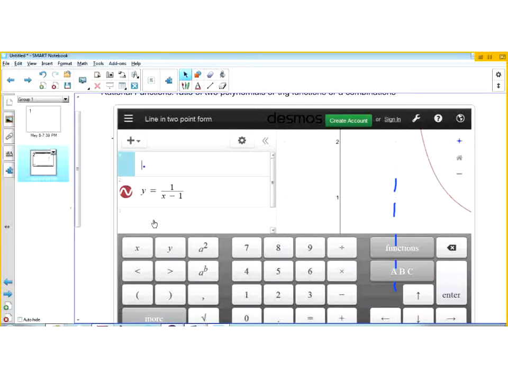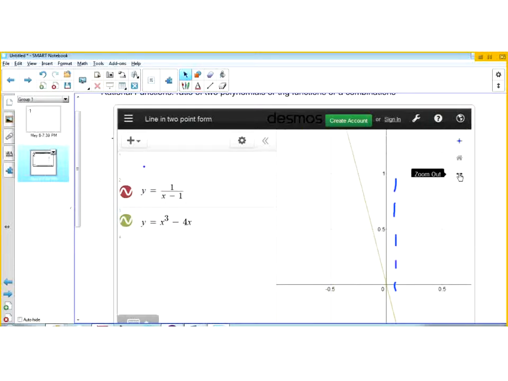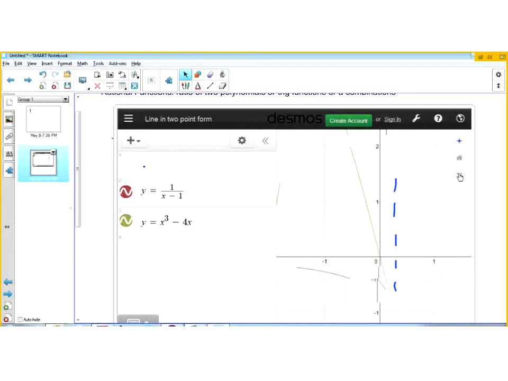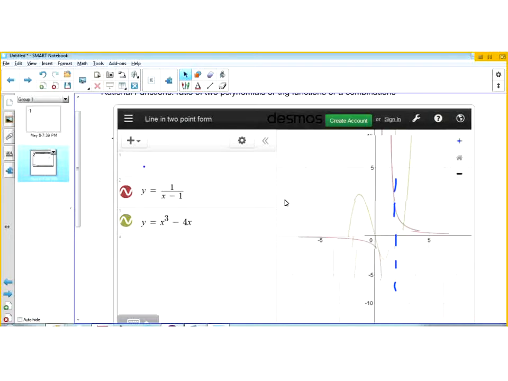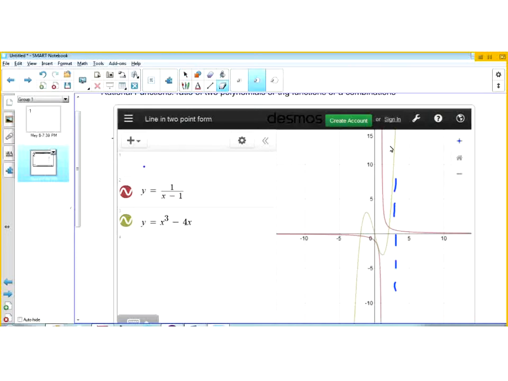Another example of a function would be the so-called polynomial functions. Say y is equal to x cubed minus 4x. Okay, and this will be shown in green. So let's zoom out on that. So the green function would be an example of a polynomial function.